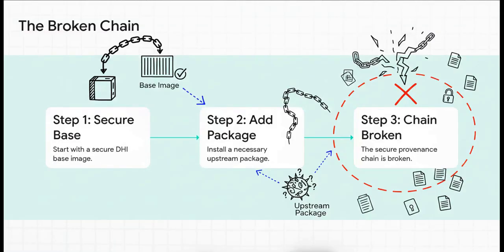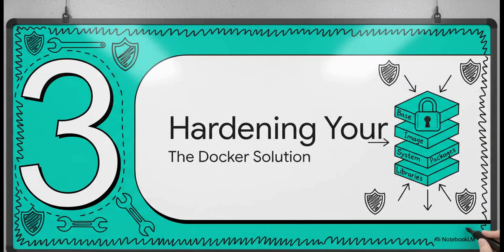And this slide just illustrates the problem perfectly. You start with a base image that has a verifiable secure history, a totally clean chain of provenance. But when you reach out and you pull in an external package from some upstream repo, snap. That chain is broken. You've just introduced a new element with a totally unknown history, and that can undo all the great security work of the base image. And this is the exact problem that Docker is now tackling head-on. They're extending their whole security philosophy beyond just the base image and driving it way deeper into the stack, hardening every single piece you add on top.